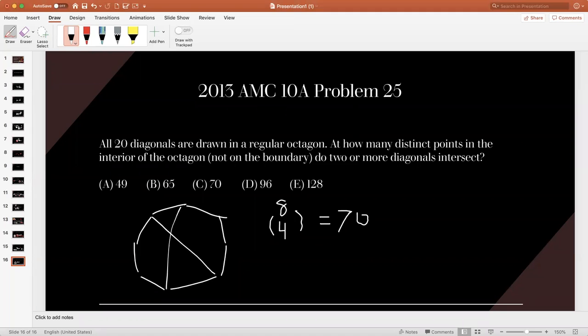we notice that a lot of the diagonals intersect at the same place over and over. For example, the middle: all of the diagonals across the shape, they all intersect at one point. So that one point will be counted over and over again, counted for a total of 7 extra times. So we must deduct 7 from our total of 70.